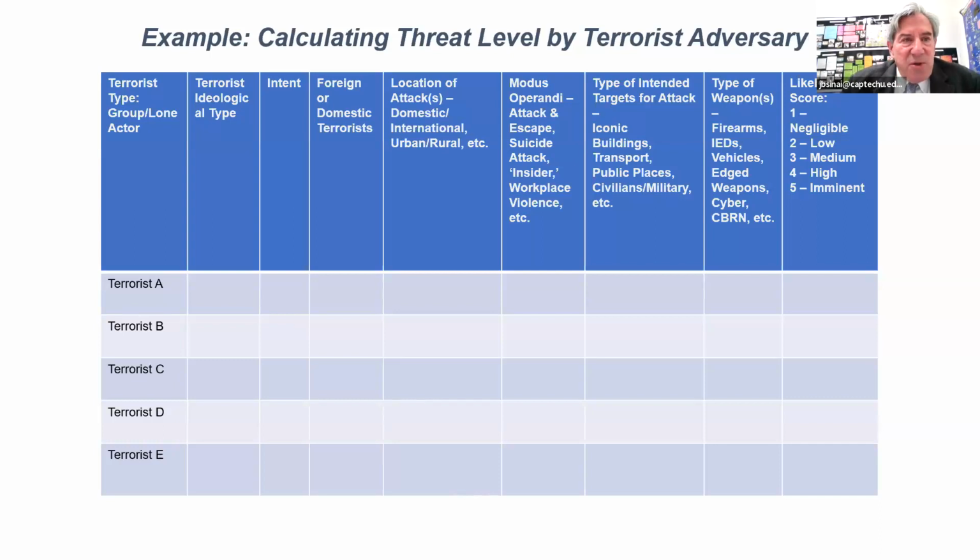It's first necessary to identify the terrorist type that is likely to carry out the attack, whether it's an organized group or a lone actor, their ideology, their intent in terms of motivation. Are they foreign or domestic? The location of their planned attack or attacks, domestic, international, or within a country, in urban or rural targets.